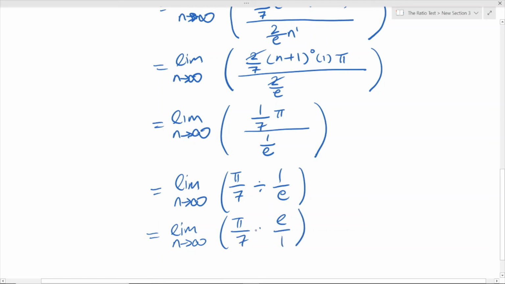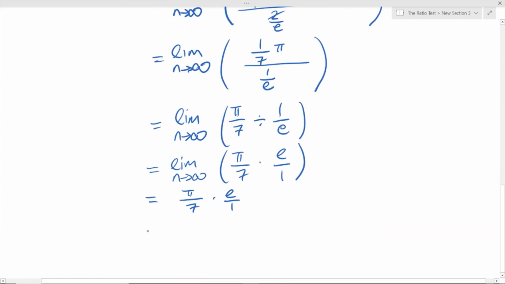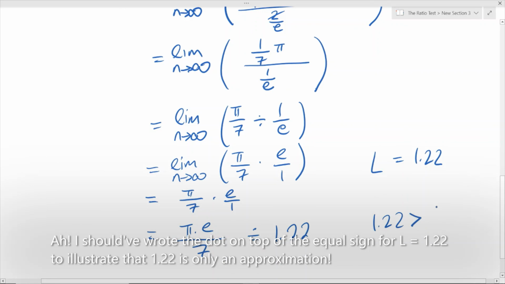And there's no n to evaluate, so we can get rid of this limit. It's just going to be pi over 7 times e over 1, which is going to give us pi times e over 7. And when you plug this into our calculator, this is going to give approximately 1.22. And we know 1.22 is our limit. Our limit is 1.22, and 1.22 is greater than 1.